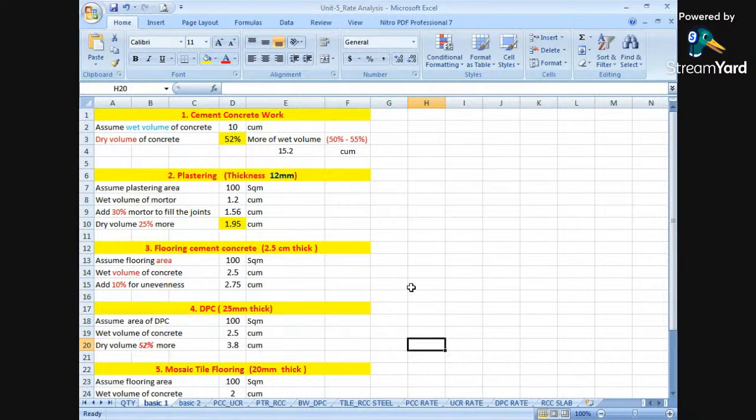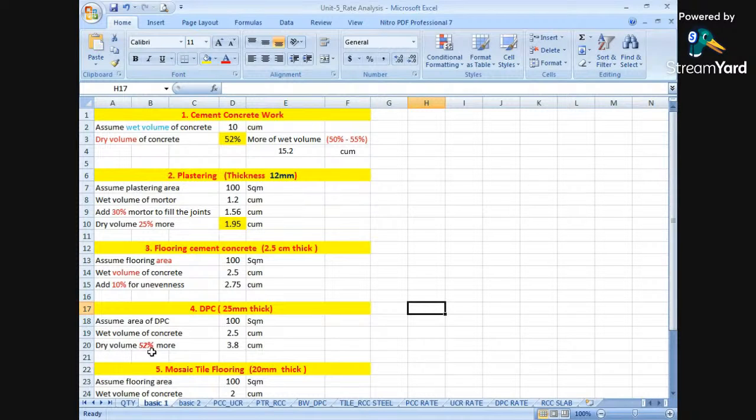Again, the same concept, the same thumb rule: we have to convert this wet volume into a dry volume, because this damp proof course is as good as concrete. So we are using the concept of concrete, the same as serial number one. That is 52% extra will be required, because for DPC we require fine aggregate, coarse aggregate, and cement. So the same materials are required. As DPC is as good as the concrete we are using in the ratio of 1:4 or 1:3:6, we will use the same concept of 52% extra.